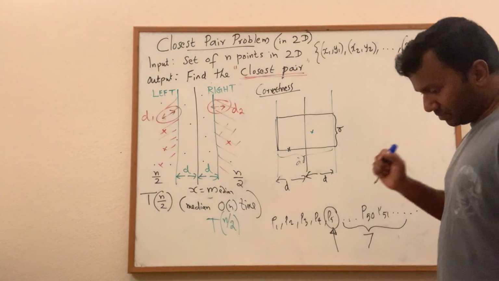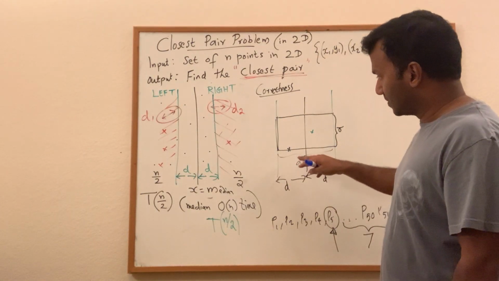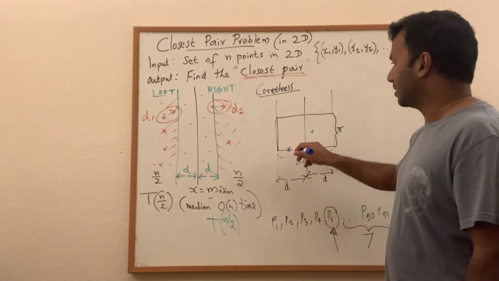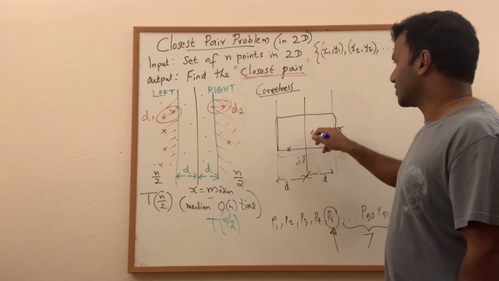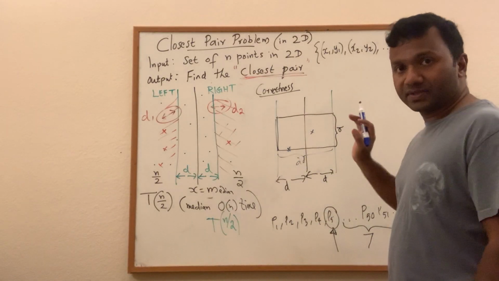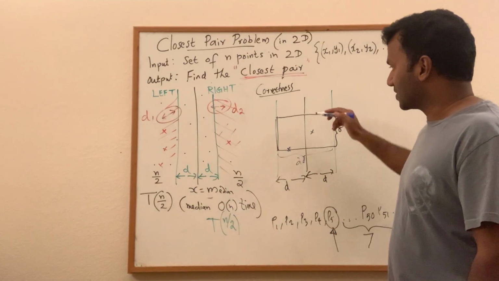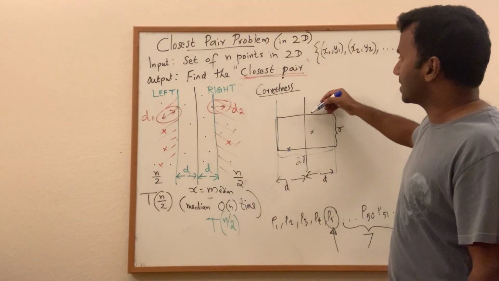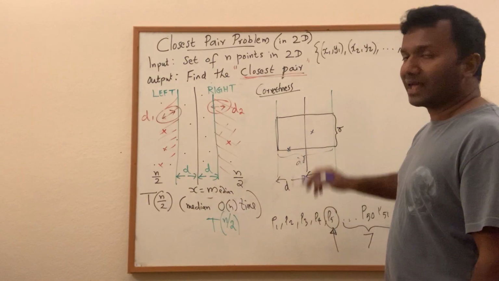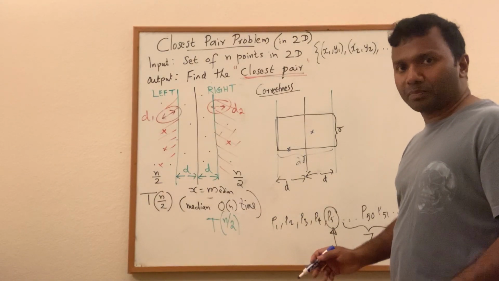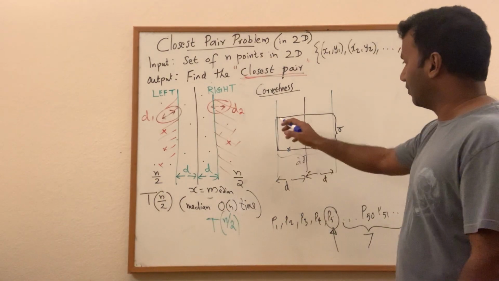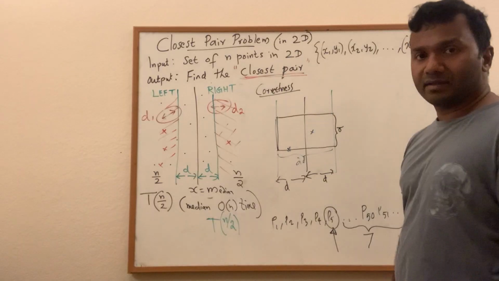Now my claim is this. Clearly, this closest pair must be within this box, right? Because if it is out of the box, like if it is above the box, that means the distance between this point and that point will be more than d, so it cannot be the closest pair. So this closest pair must be within this rectangle, that is for sure.